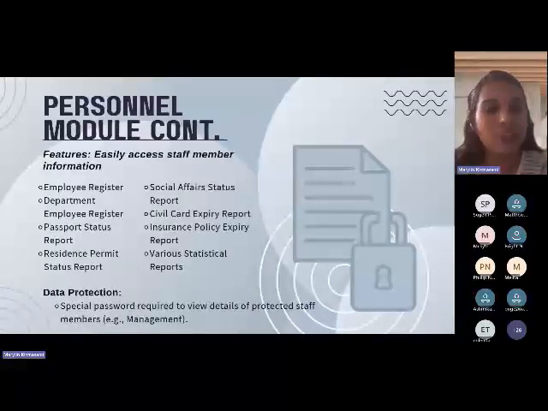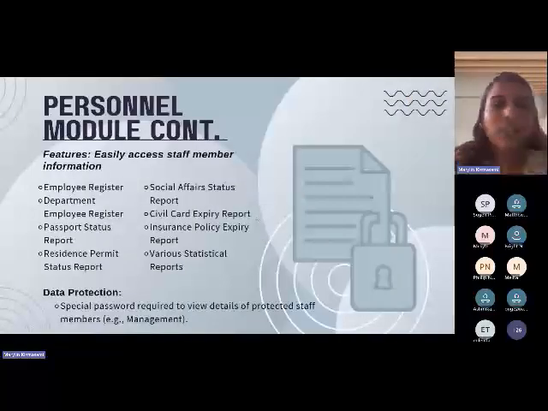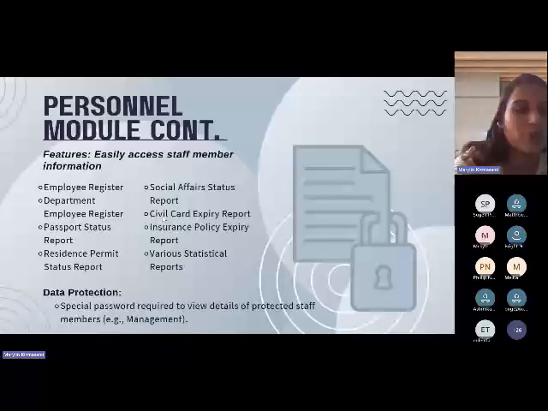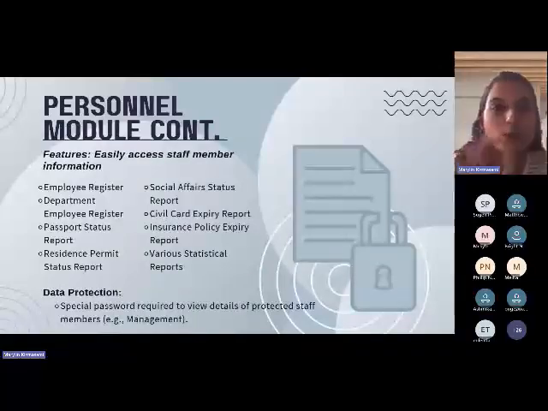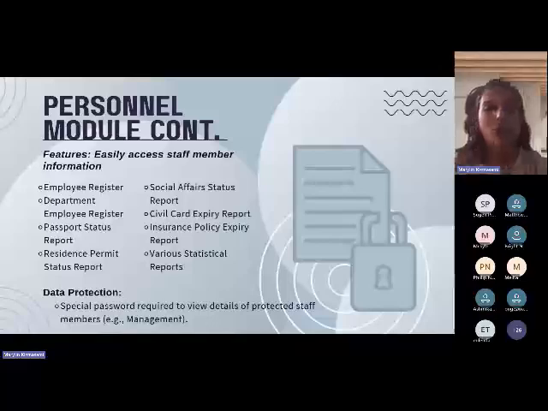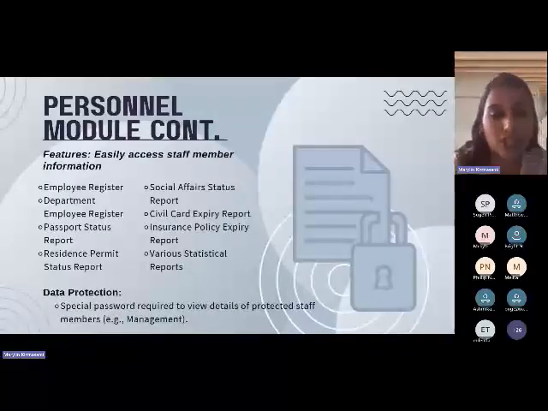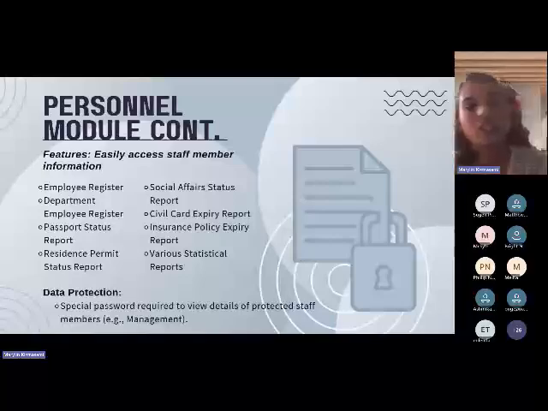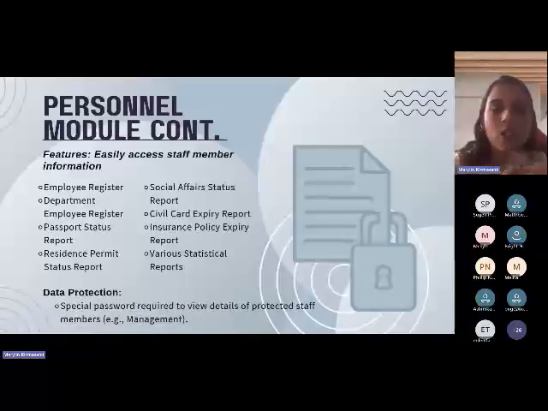Perfect. So we were on the personnel module. Are there any questions on the personnel module? I've gone through that, but we spoke about data protection, and how it's important to ensure that a password is required to view details of protected staff. Again, I want to reiterate, this sort of information or access is only available to certain people within, for example, the finance team, payroll departments, and HR department. It's not accessible to all employees. Are there any questions on the personnel module?